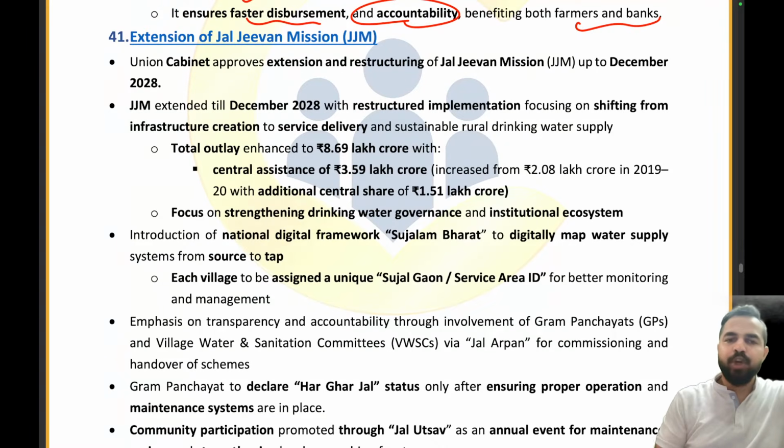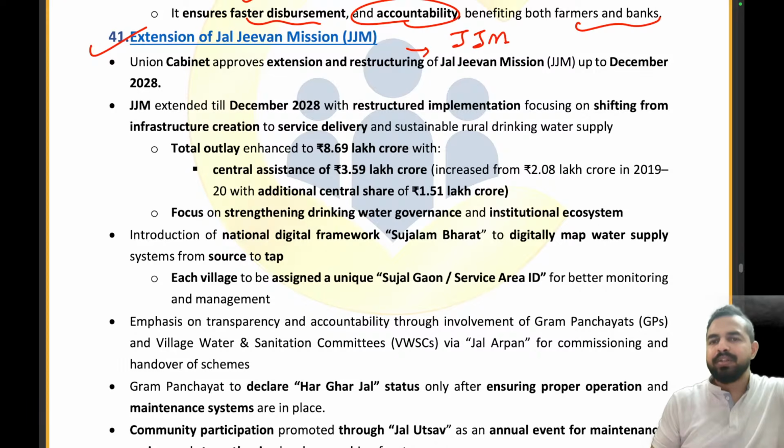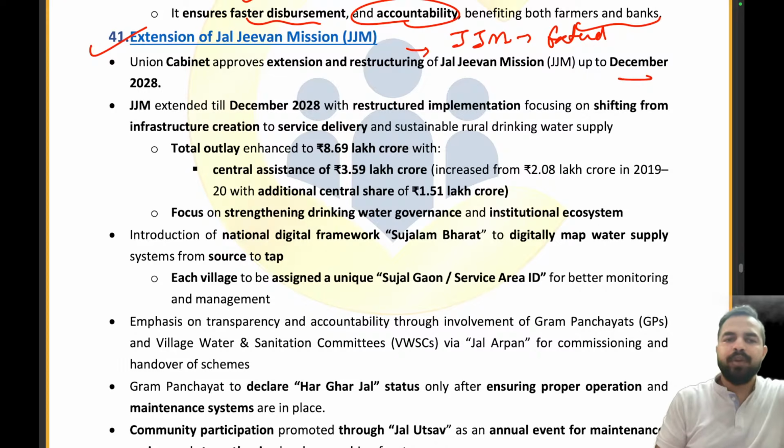Now my dear friends, we are moving on to the next scheme, that is the extension of the Jal Jeevan Mission. We have already covered many times that the Jal Jeevan Mission scheme has been extended and the new timeline is up to December 2028. JJM has been extended till December 2028 with restructured implementation focusing on shifting from infrastructure creation to service delivery.